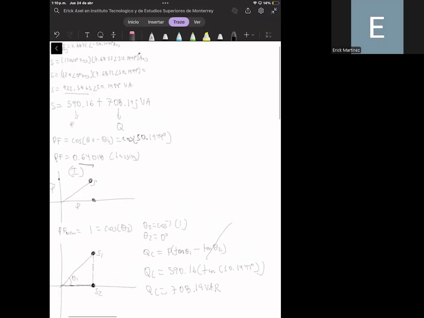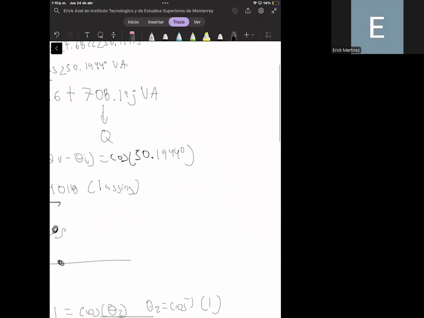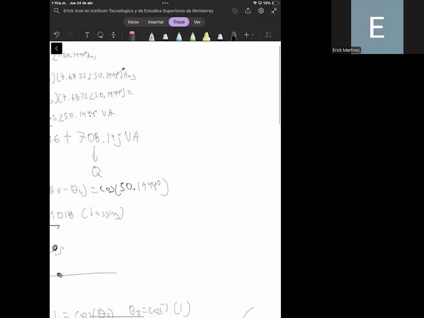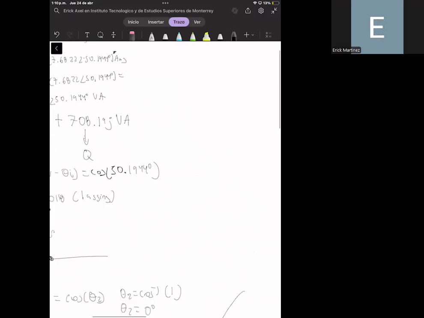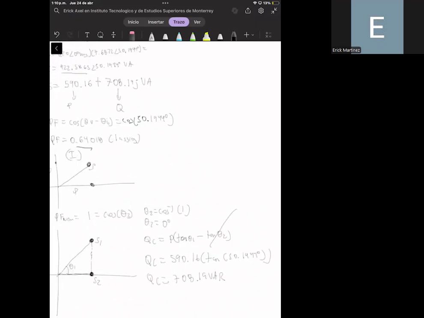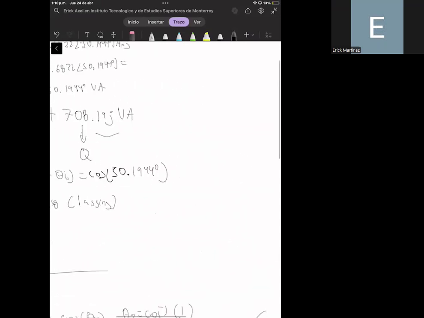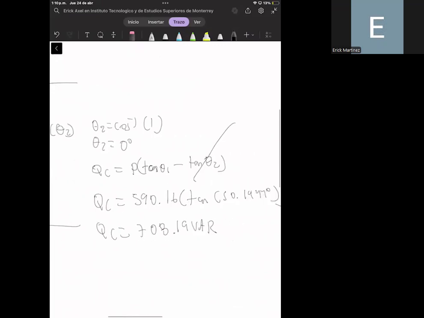In fact, you can see that this value is equivalent to the reactive power that we originally have, because we want to connect a capacitor that provides the same reactive power that we have in the original circuit. The only difference is that we want to cancel this original reactive power with the reactive power of the capacitor.